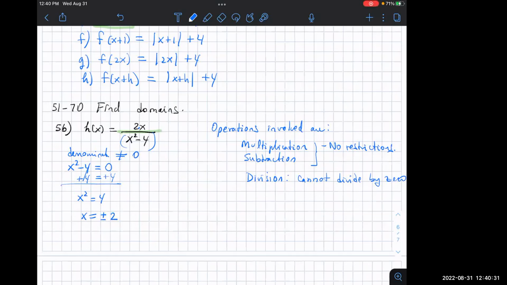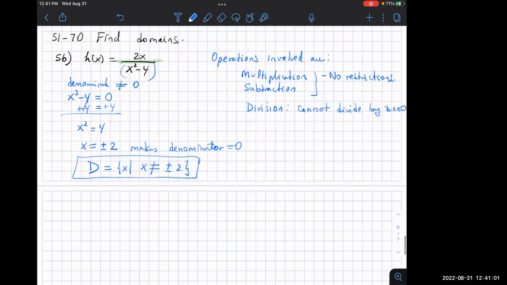So these are the ones that make the denominator equal to 0. x equals plus or minus 2 makes the denominator 0, so those numbers cannot be in the domain. So the domain equals the set of x's such that x is not equal to plus or minus 2. Any questions?